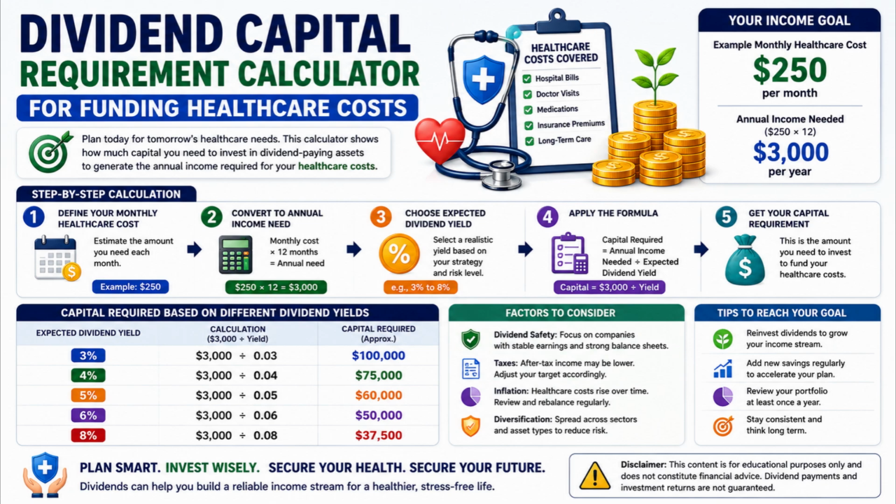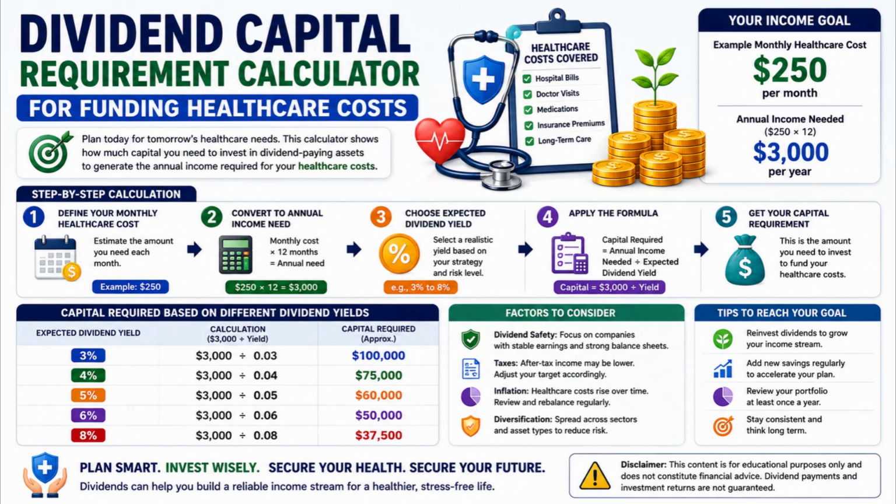However, higher yield investments may carry greater risk, so the expected yield should be realistic and sustainable. Then, apply the main formula. Capital required equals annual income needed divided by the expected dividend yield. Therefore, the $3,000 annual healthcare target is divided by the selected yield to estimate the required investment amount. For example, at a 3% dividend yield, divide $3,000 by 0.03. This means approximately $100,000 of capital may be required.